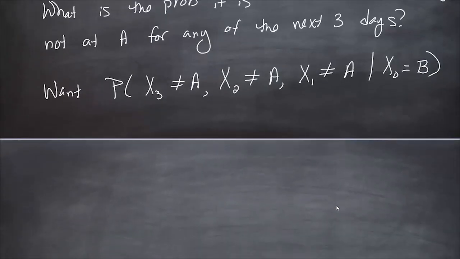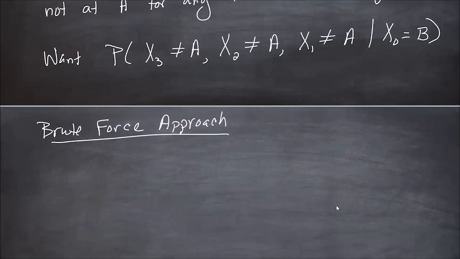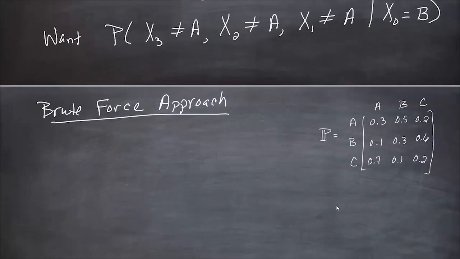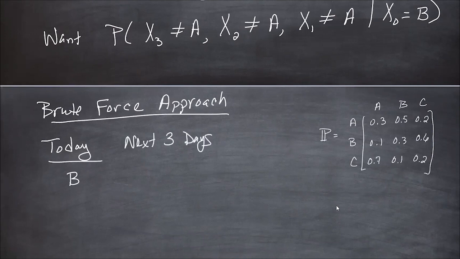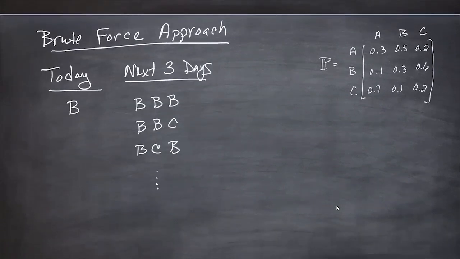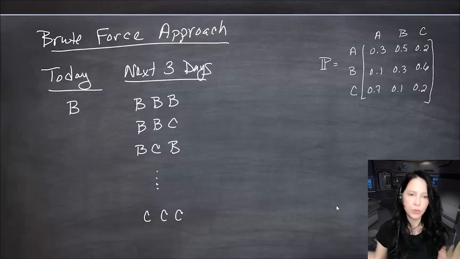The brute force way to do this, so that you can appreciate our other way, would be to consider all the ways this can happen. And clearly you do not want to do this when the state space is larger and there are more time steps involved. But I'll make a little table. Today, we are at station B, and then over the next 3 days, we could go to B, then B, then B, or B, then B, then C, or B, then C, then B. There are 8 paths we can take where we don't hit A, ending with C, C, C. So there should be a total of 8 outcomes.